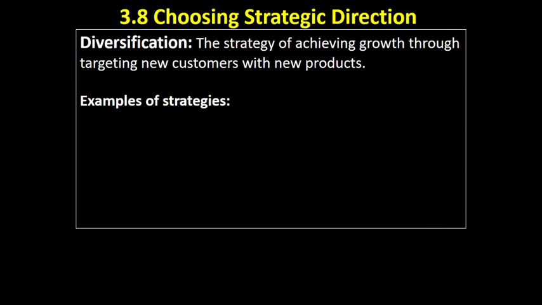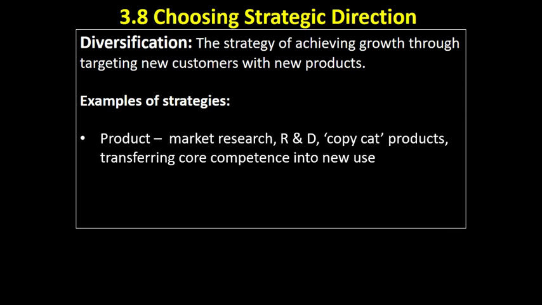So we could define diversification as the strategy of achieving growth through targeting new customers with new products, or entering new markets. Looking at examples of these strategies in terms of the product, we're going to need to do a lot of market research. We're going to have to find out who the competitors are and what our customers want. We're going to have to do a lot of R&D. We may find that we are using copycat products, copying products that already exist in those markets and trying to make them even more successful.